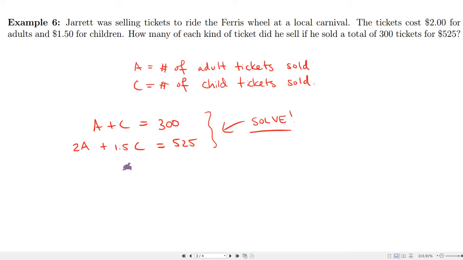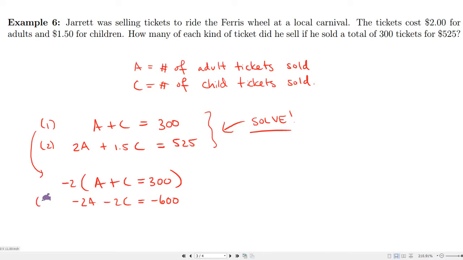And we can use any method that we want. So we could use elimination method, for example. And what could we do? So equation 1, we could multiply by -2. Giving us -2a minus 2c is equal to -600. And so this would be sort of our modified equation 1. And equation 2, putting that here, we'd have 2a plus 1.5c is equal to 525. We can add them now, right? Add these two equations together.